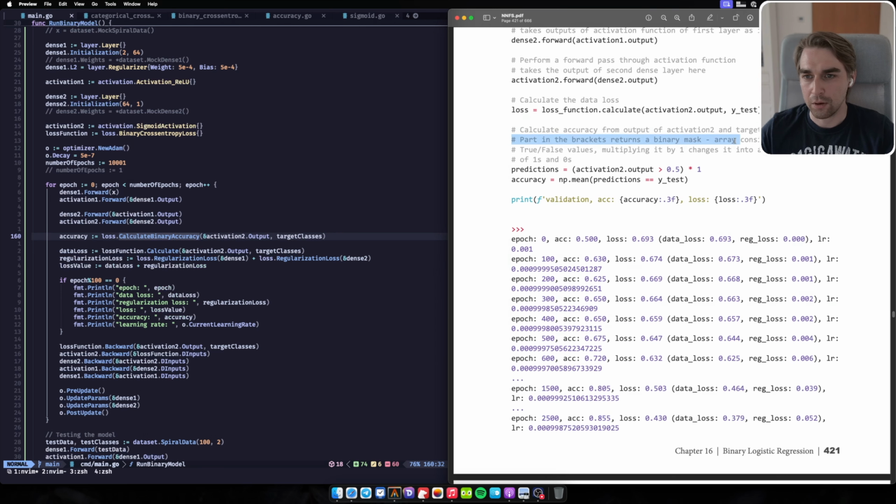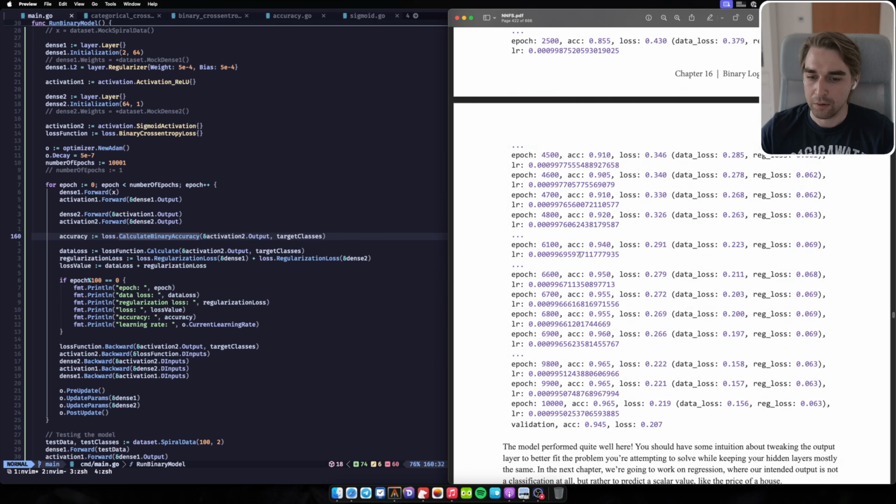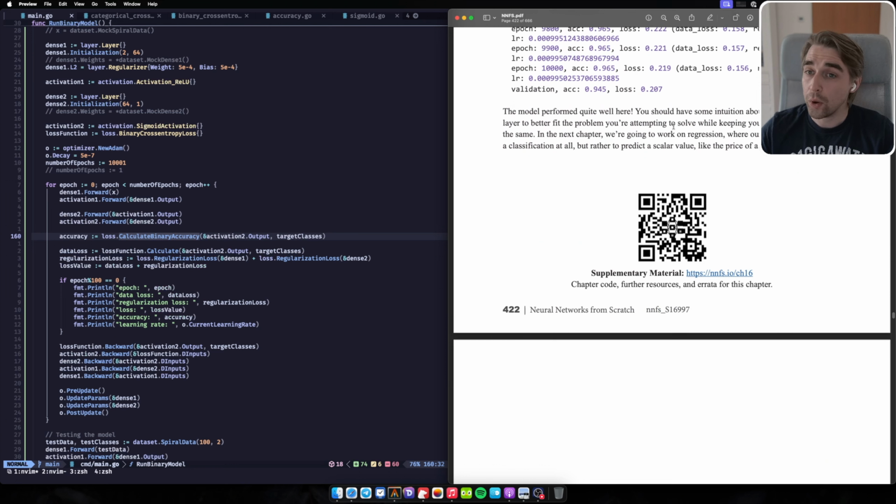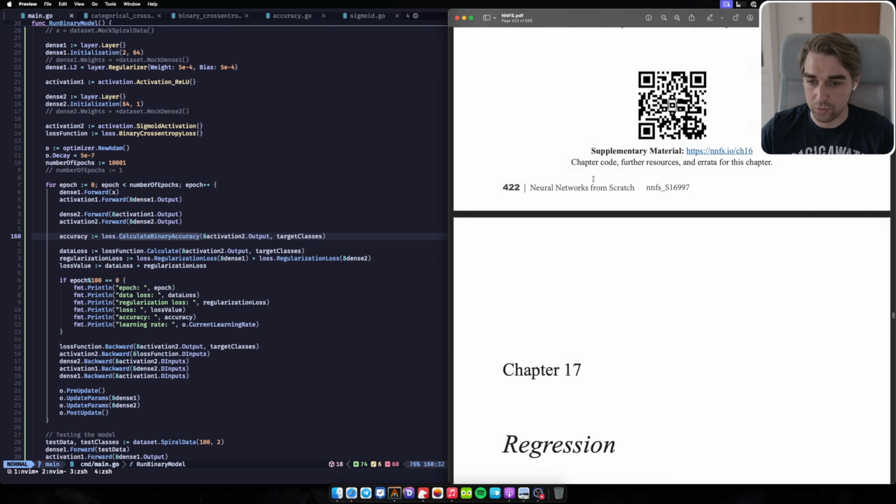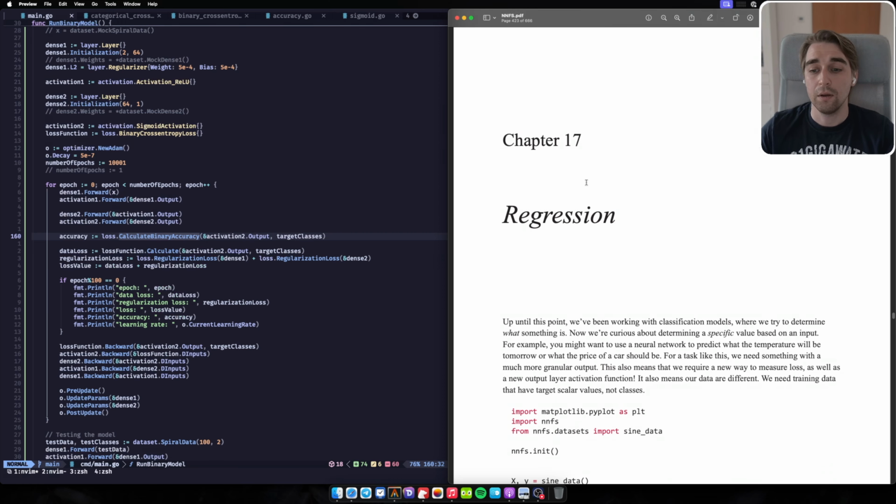Yeah, calculate accuracy. The model performed quite well. You should have some intuition about tweaking the output layer to better fit the problem you are attempting to solve, while keeping your hidden layers mostly the same. In the next chapter, we're going to work on regression, where our intended output is not a classification at all, but rather to predict a scalar value like the price of a house. So that we will do in the next chapter.